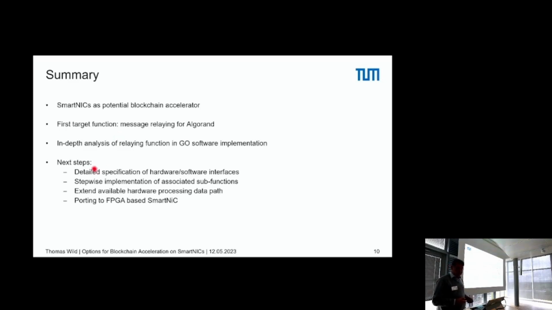Therefore we are on the way to clearly specify the hardware-software interface. Then, of course, how to implement these relevant functions in a way that complies with what is expected from the software side, so that it is interoperable with other nodes. And as I said, we are already working on SmartNICs in different domains. We have a hardware-based data path which does parsing, and we are also doing load balancing, and we adapt this to our use case here.